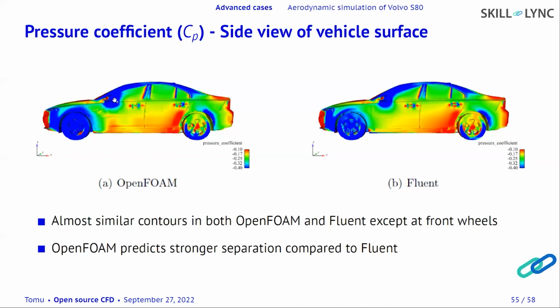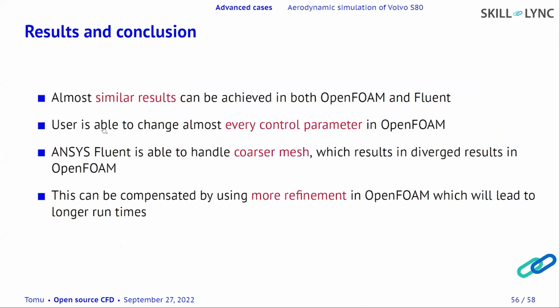The final conclusion that we have is almost similar results in both tools, OpenFOAM and ANSYS Fluent. But one advantage that we get with OpenFOAM is we can change almost every control parameter. But ANSYS Fluent is able to handle a coarser mesh, or a smaller number of cells, with good results. If we use the same coarser mesh in OpenFOAM, we get divergent results. So what we can assume is that if we provide more refinement to the mesh in OpenFOAM, then we will be able to match the results with ANSYS Fluent. But a higher refinement will always lead to a longer runtime.